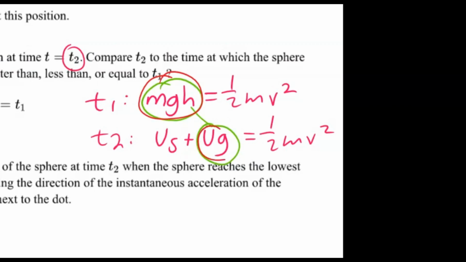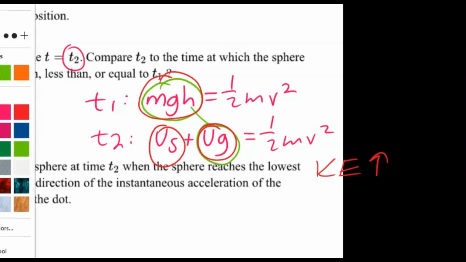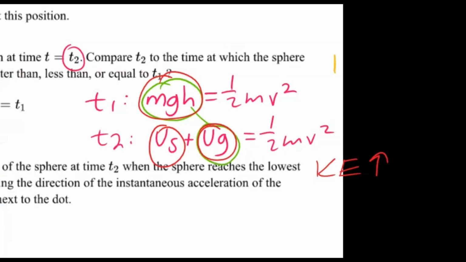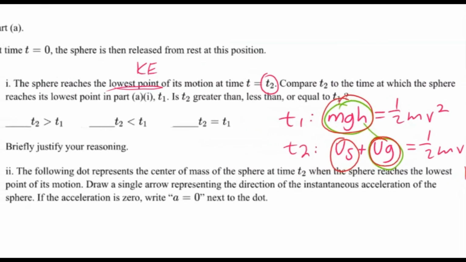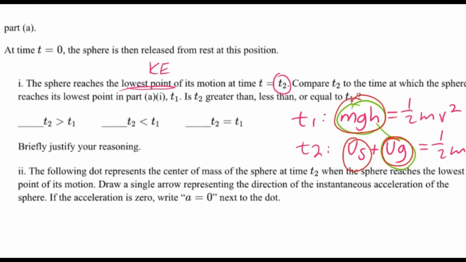So if these two are the same, and we just add extra energy to it, that means we have a greater amount of kinetic energy. Let's switch colors. And so greater kinetic energy means greater velocity. And greater velocity means less time. And therefore, we know that T2 should be less than T1.